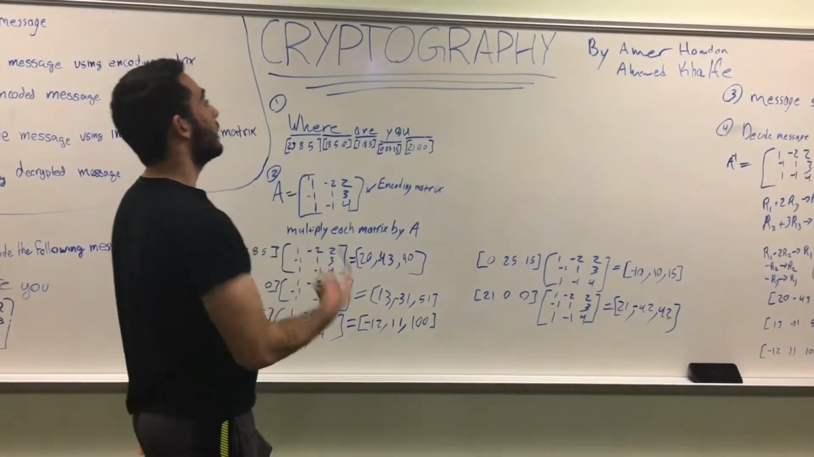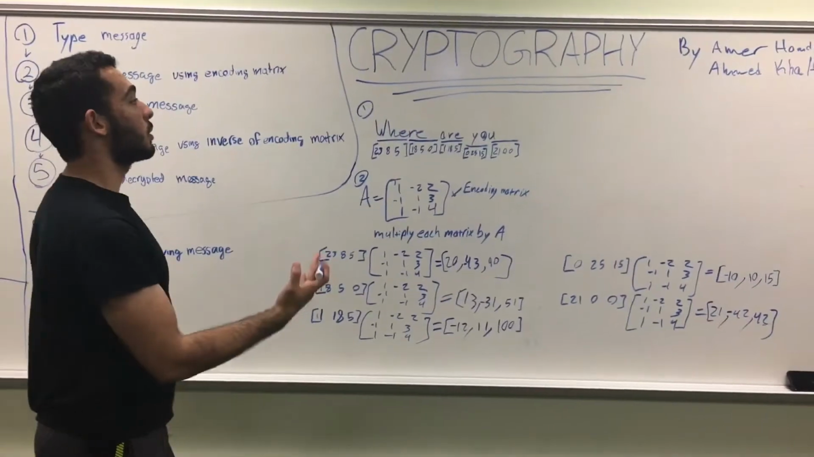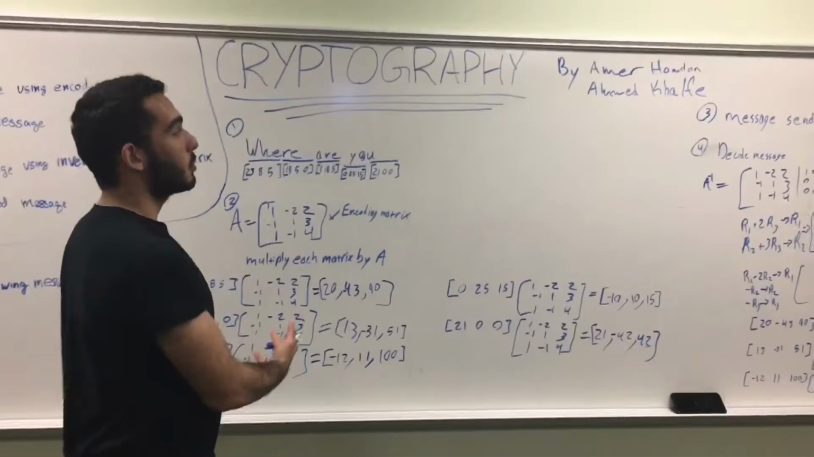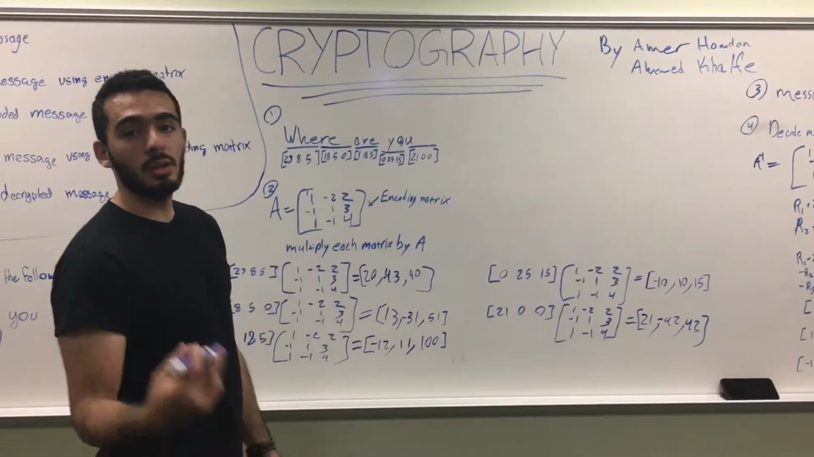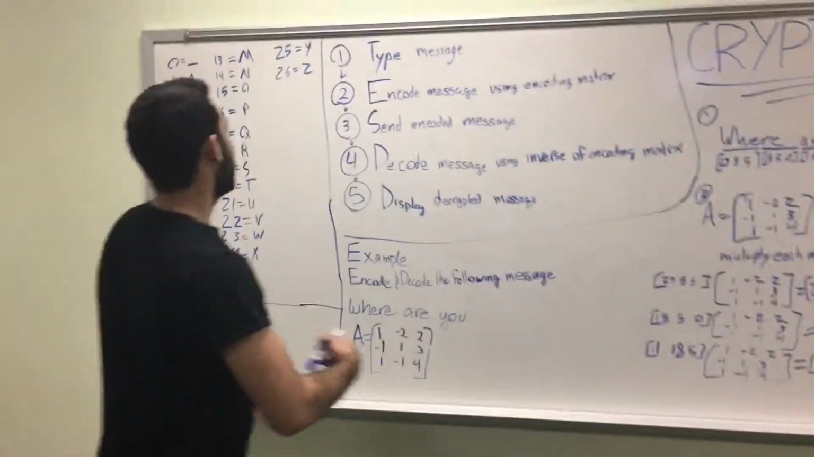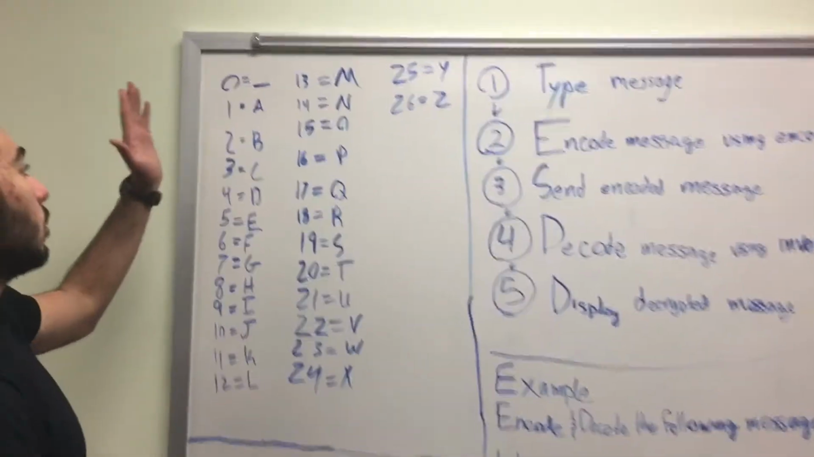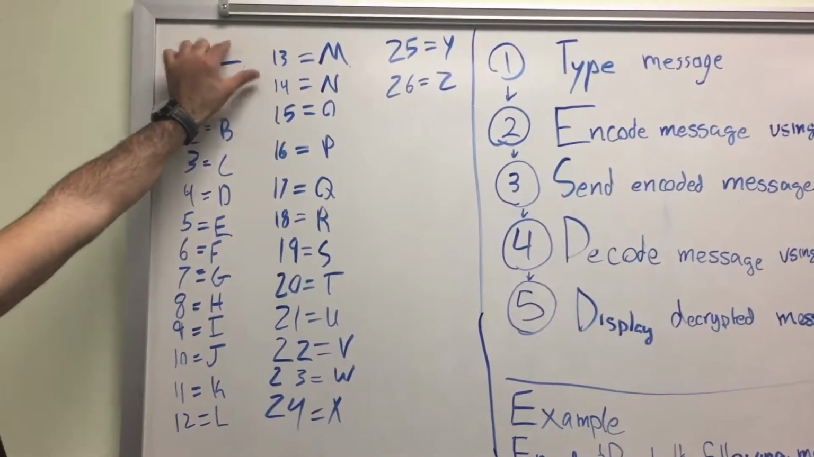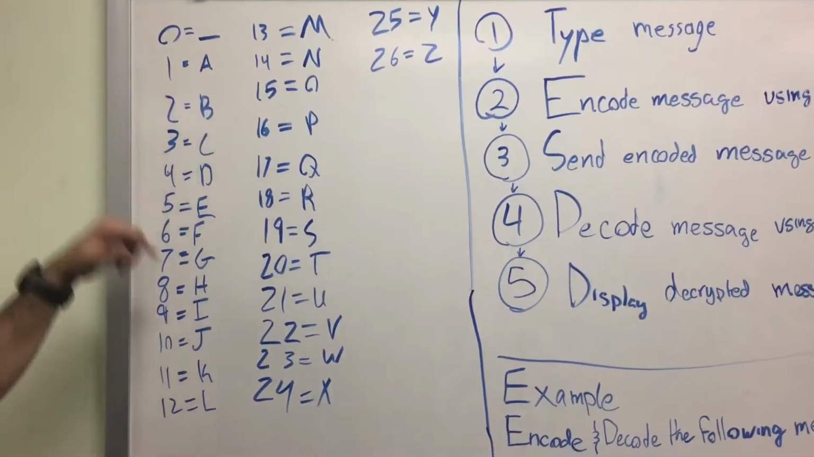My name is Amir Hamdan, and today I'm going to talk to you guys about cryptography. One of the main applications of cryptography is encoding and decoding text messages. So in this chart right here, it's displaying all the alphabets, including a space, by their numerical values.